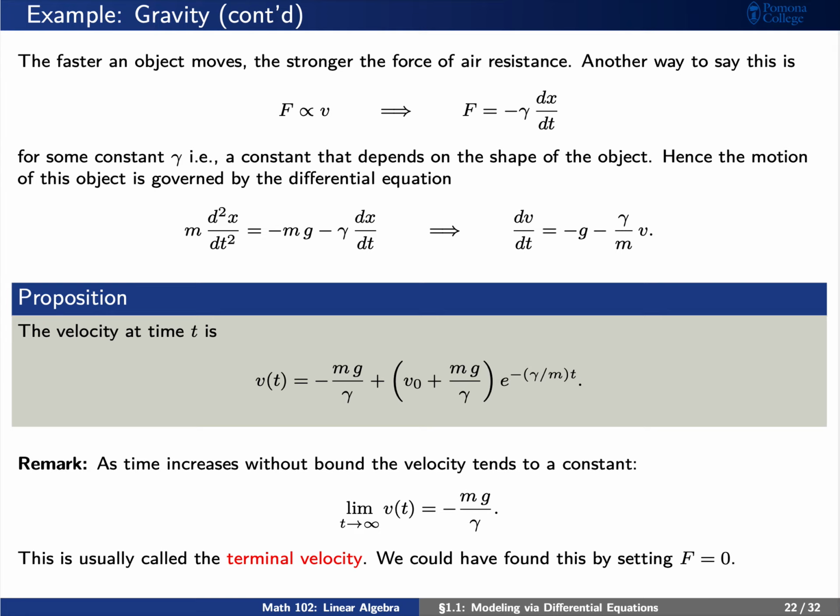As a remark, we could have actually found this in a different way by simply setting F equal to 0. That is, the sum of the forces equals 0 so that all the forces balance out. This is the same thing as saying that dv/dt equals 0, and then we could have just solved for v.